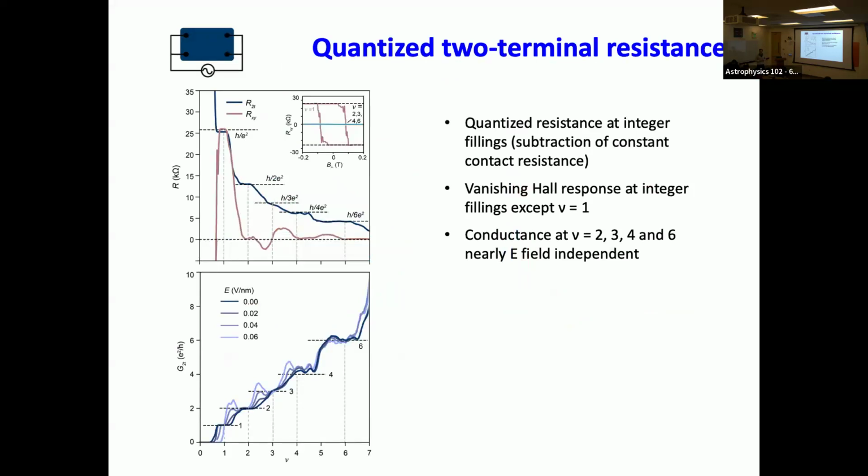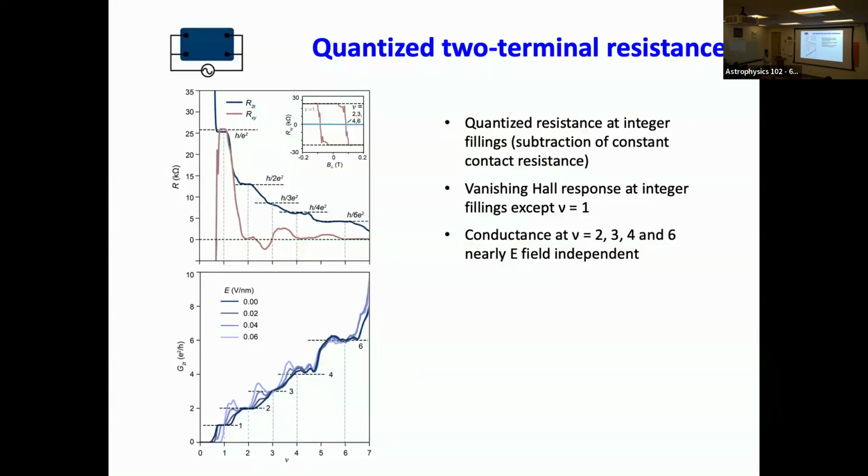So to understand these states better, we perform a two-terminal transport measurement here. And this is the measurement circuit. Sorry, it's a bit small. What we do here is we short these two contacts and short these two contacts and directly measure the two-terminal resistance in this way. And this is the result.